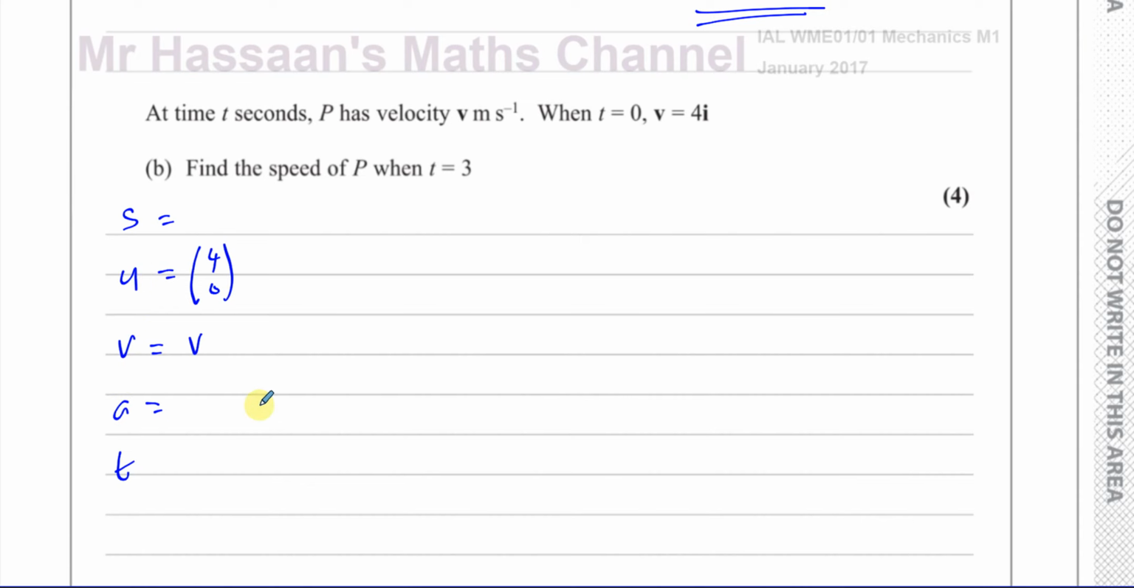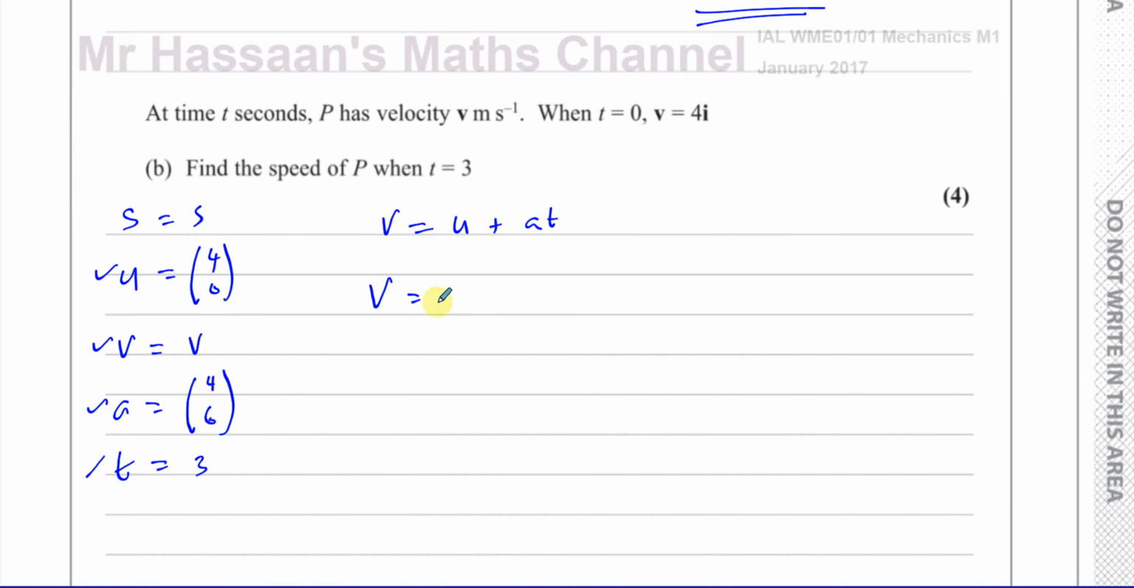The acceleration is what we found in part A, which is (4, 6), and the time is 3 seconds. So we've got to find the velocity at 3 seconds, and then the speed at 3 seconds. First, we need to find the velocity. So here we're going to use u, v, a, and t. So we know that v equals u plus at.